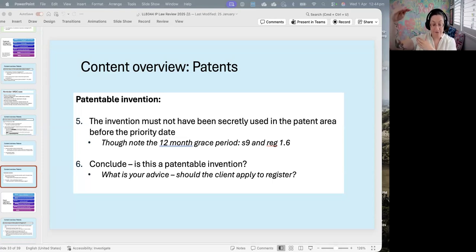I get a monopoly for 20 years, so I can stop people using that information and building my invention for 20 years. But after that point, my monopoly ends and anybody can make and use that invention, and they need to know how to do that. So that is why we publish those claims that I've made in my patent application. All right, so if I can satisfy all of those steps, then I have a patentable invention, I can register it and have patent protection.